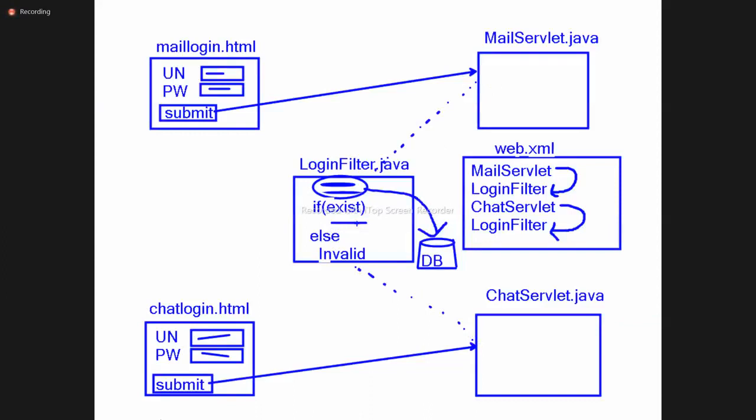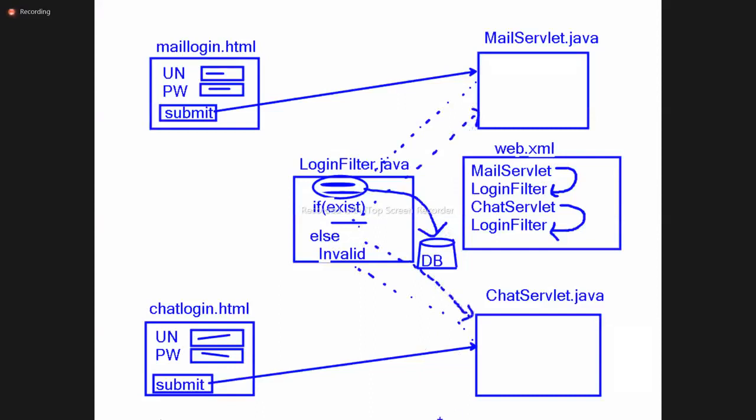Then what will it do? It will check in the XML file whether any other filter is configured. If another filter is configured, that other filter is executed. If not configured, the control will be sent back. It is executed. Here also the same. This control will be sent back.